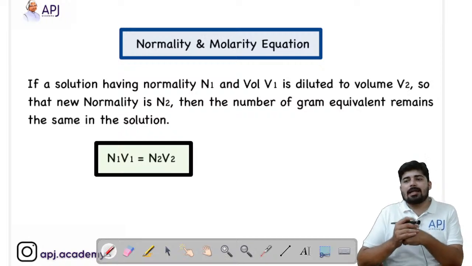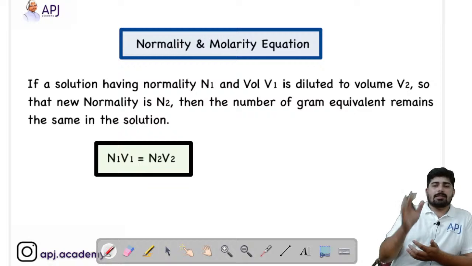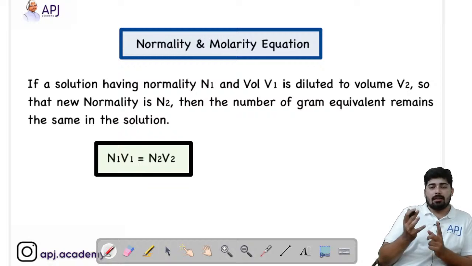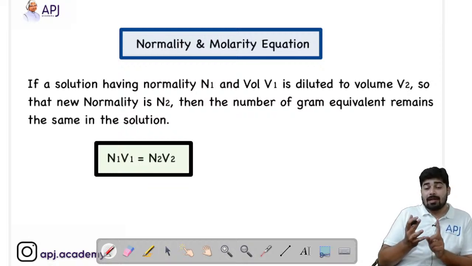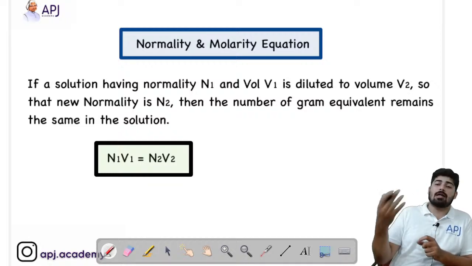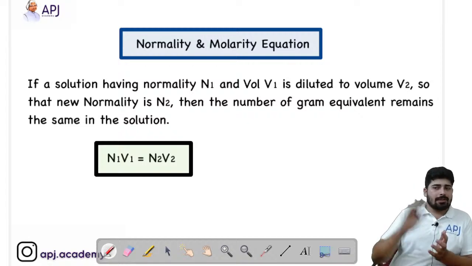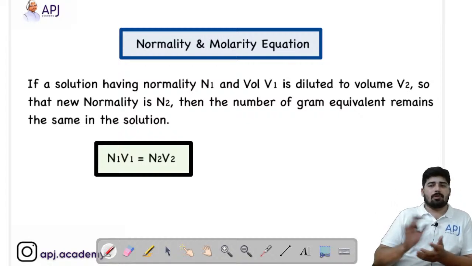See, the normality and molarity equation. This equation is very important, and you will be using it in states of matter as well as in equilibrium, where more than one acid or base is mixed and you will be asked to find the pH or the H plus ion concentration of the resultant solution. So in such cases you have to calculate this. You will be using this formula.